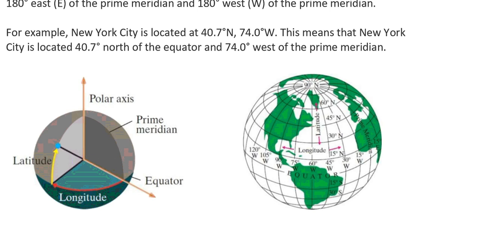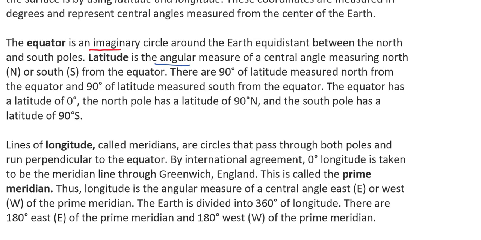All right, so let's talk a little about longitude. Now the lines of longitude are called meridians, and they're circles that pass through both poles, and they run perpendicular to the equator. By international agreement, 0 degrees longitude is taken to be the prime meridian, which goes through Greenwich, England. Thus, longitude is the angular measure of a central angle east or west of the prime meridian. The Earth is divided into 360 degrees of longitude, and there are 180 degrees east of the prime meridian and 180 degrees west of the prime meridian.